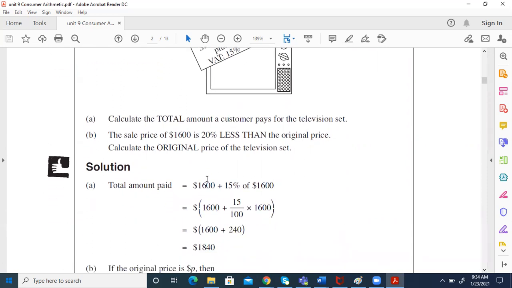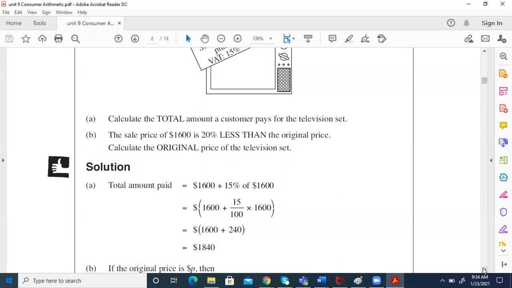If you look, that's what they did here. You have the 1,600 originally, plus 15% of 1,600, and when you add them together you get 1,840. But as I mentioned, you can also multiply the 1,600 by 1.15, so it's like you're multiplying by 115%. The 100 represents the original price of 1,600, and the additional 15 represents the tax amount.